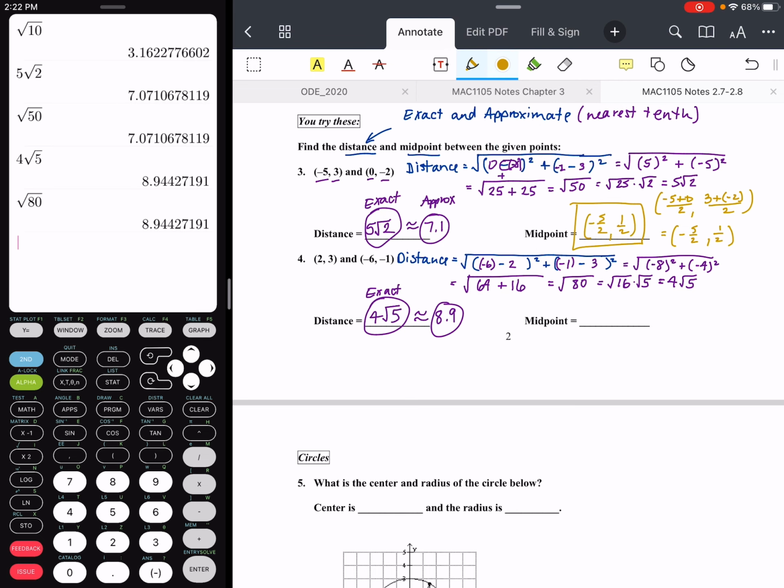All right, the midpoint: the average x and the average y. 2 plus negative 6 divided by 2, and then 3 plus negative 1 divided by 2 for my average y. 2 plus negative 6 gives me negative 4 divided by 2. 3 plus negative 1 is positive 2 divided by 2. This will simplify to negative 2 and then 1. So that's our midpoint.